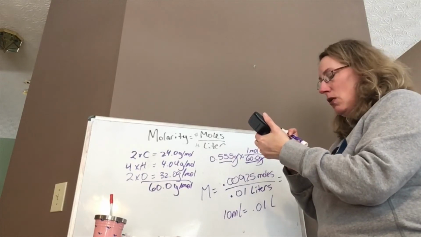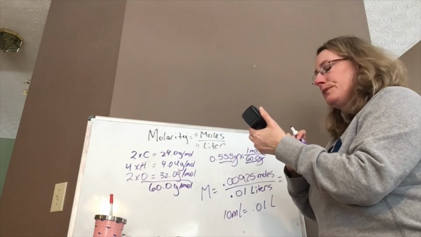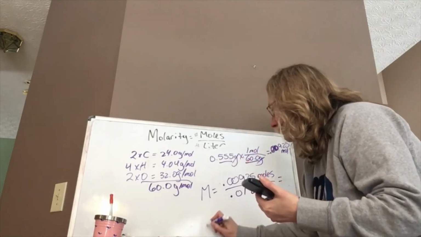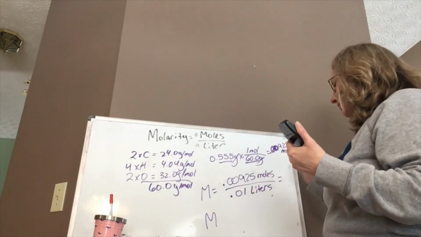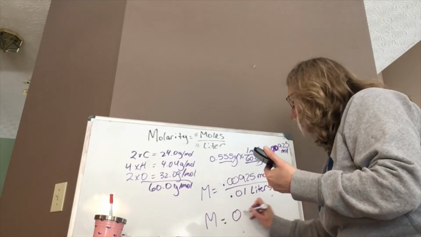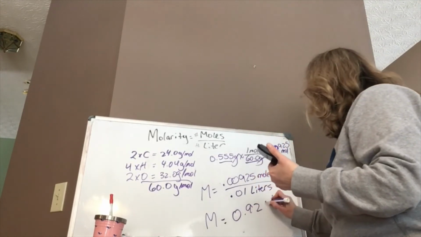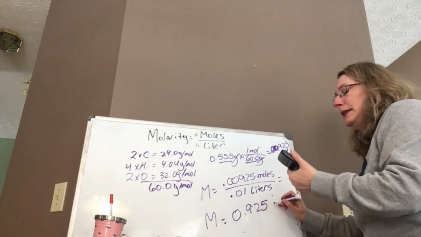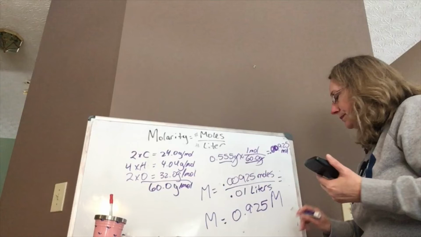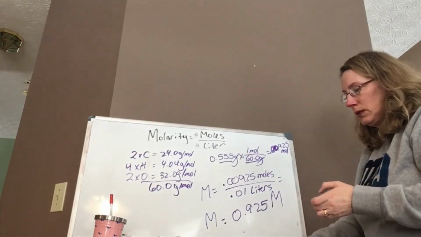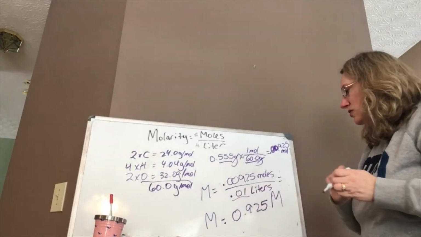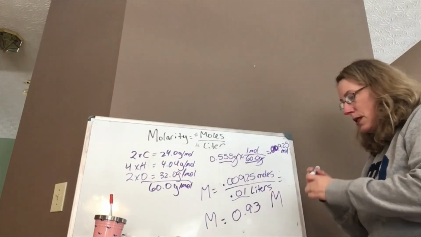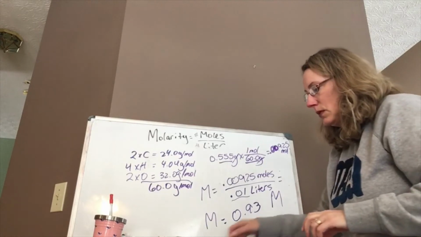0.00925 over 0.1. My molarity then, which is my moles per liter, equals 0.9224. It should be 25. I should multiply it correctly. And then it's big M, molarity. So this one only has 2 significant digits, so it should really be 0.93. Okay?